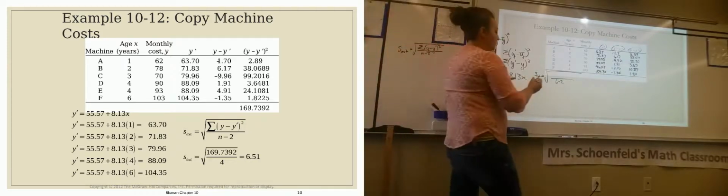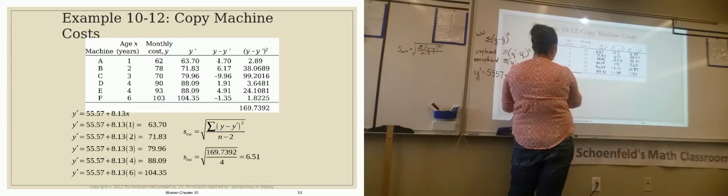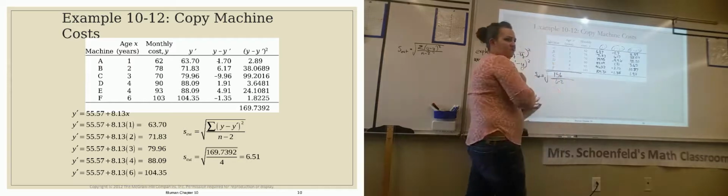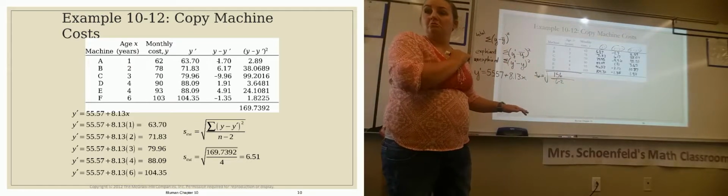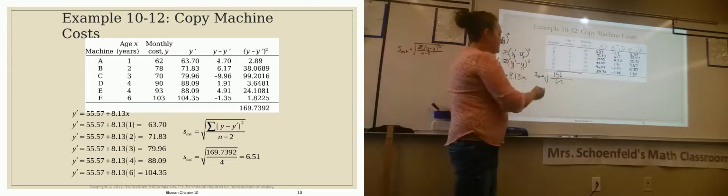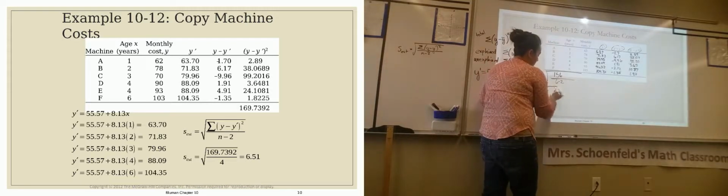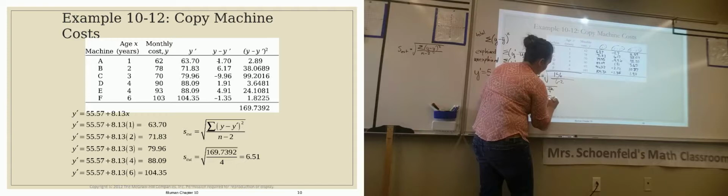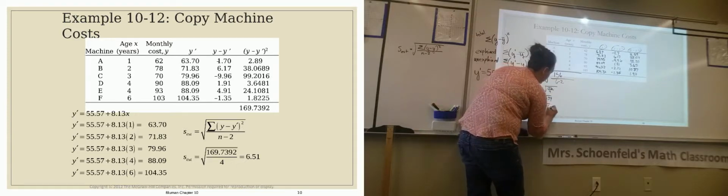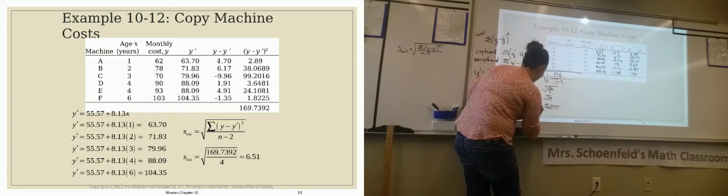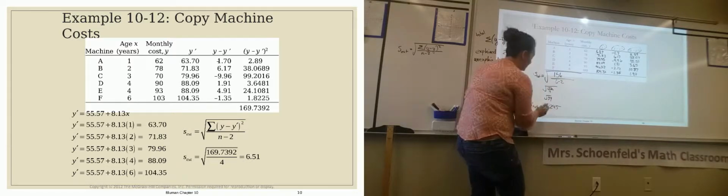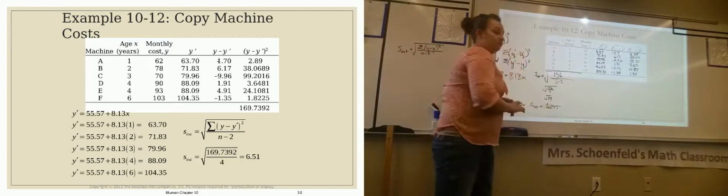156. Even? Yeah. I got it too. So 156 divided by 4 is 39. So the square root of 39 is 6.245. Okay, so S estimate is equal to 6.245.